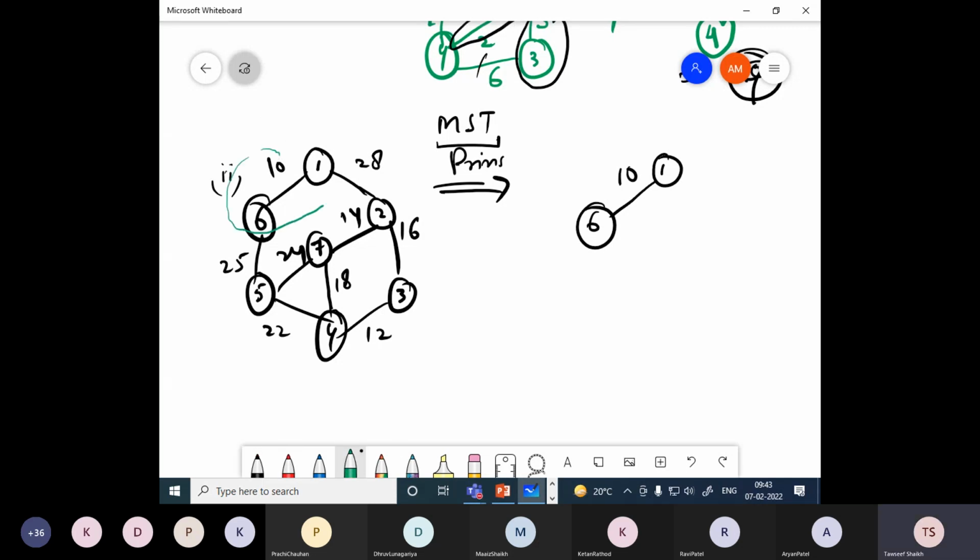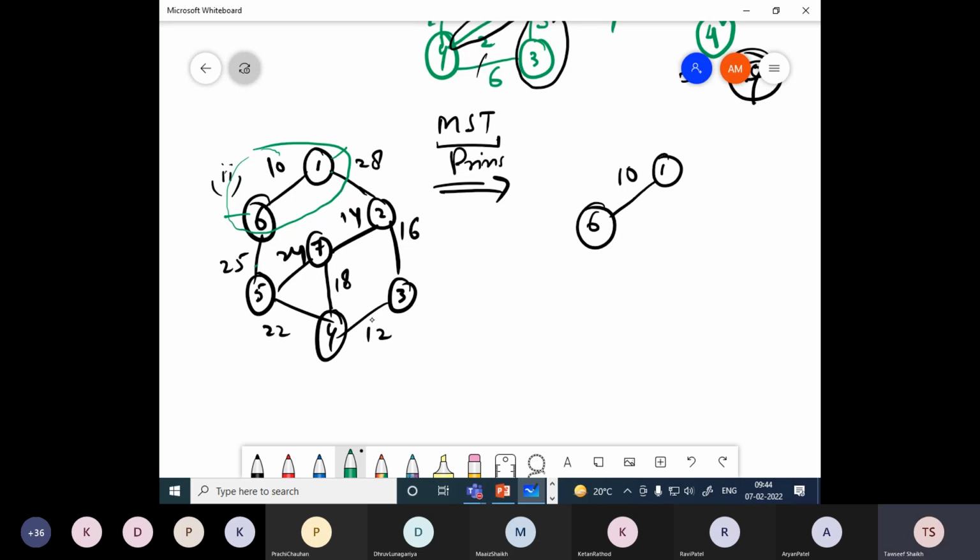So this one we have taken. Now we have to find the next minimum edge. That could be 12, but the premise says it should be connected to the already existing edges which we have taken. So we have two nodes, 1 and 6. We have to see which edge is connected to node 1, which edge is connected to node 6, and out of those connected edges, we have to take the one which is minimum.